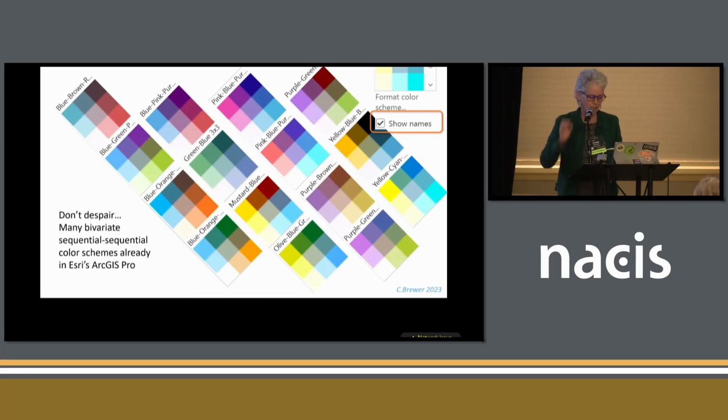But don't despair. There are lots of bivariate schemes in ArcGIS Pro. These are the ones that are already built in there. If you can click to show names, that's often helpful. And some of these are mine, and some of them are other designers. And if there's, Craig, I don't know if you know who at Esri is doing the bivariate designs. If there's someone at Esri here that knows who did the designs, they did a good job. So anyway, that's all.